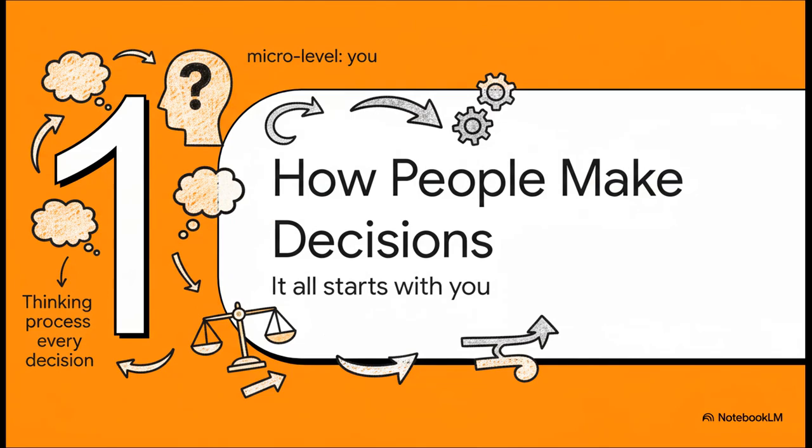So let's start at the most fundamental level there is, you. See, economics isn't just about stocks and charts and big data. At its very heart, it's about choices. These first 4 principles we're about to cover explain the invisible thought process that happens every single time you have to make a decision.